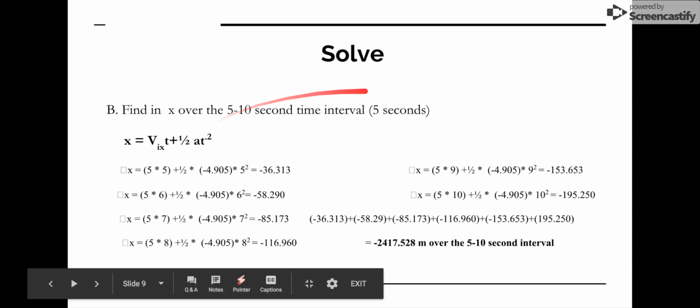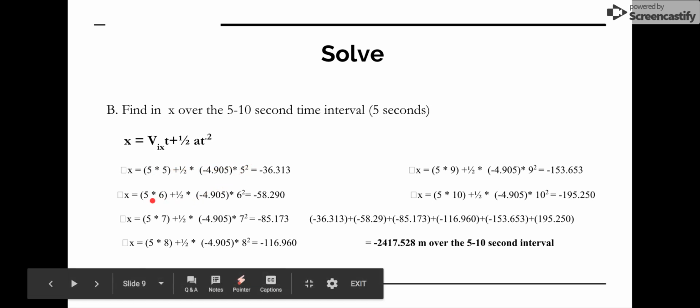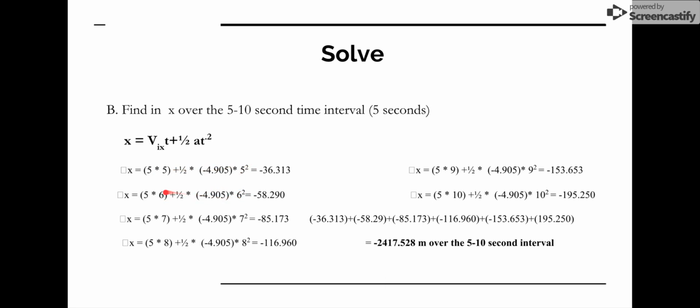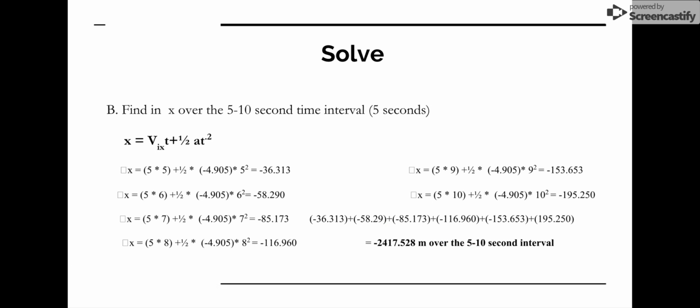And then to find delta x over the 5 to 10 second interval, I essentially began by plugging in the time values from 5 to 10 seconds. So here I have 5 here, and 5 here, 6 here, and 6 here. These are the only values that I changed from the 5 to 10 second interval. And then I added all of the delta x from the 5 to 10 second interval to get negative 224.17528 meters as the displacement.